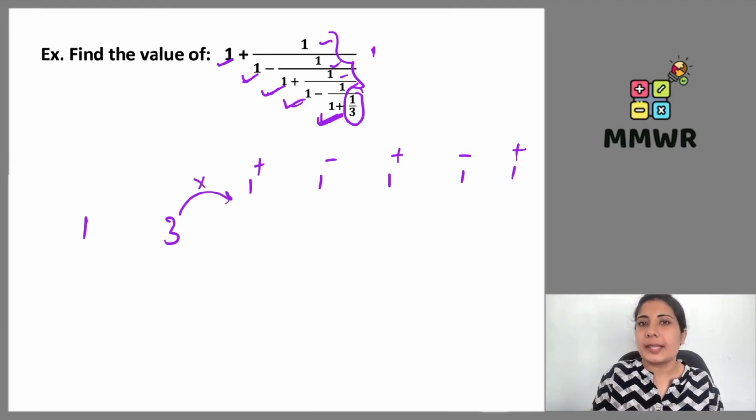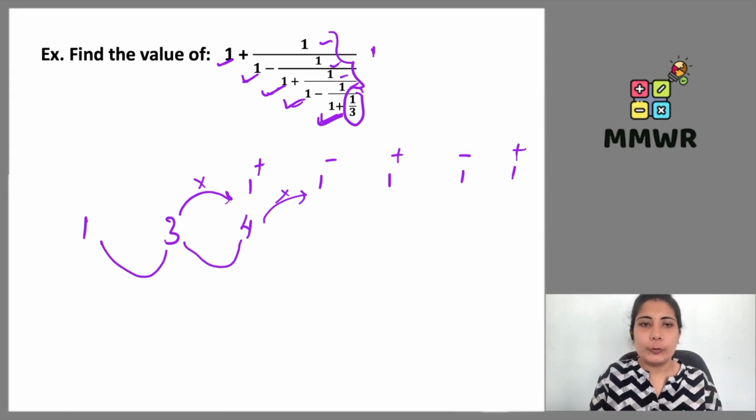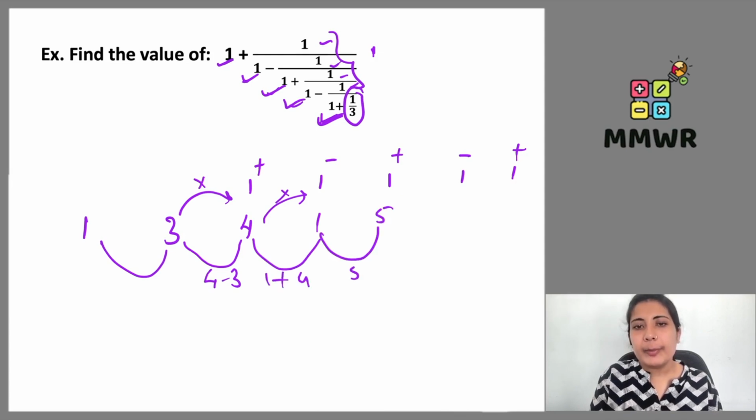So this gives me 3 ones are 3 plus 1, 4. 4 ones are 4 minus 3. So 3 plus 1 is 4. 4 minus 3 gives me 1. 1 plus 4, 1 plus 4 gives me 5. 5 minus 1 gives me 4. 4 minus 5, right? 4 plus 5 gives me 9.